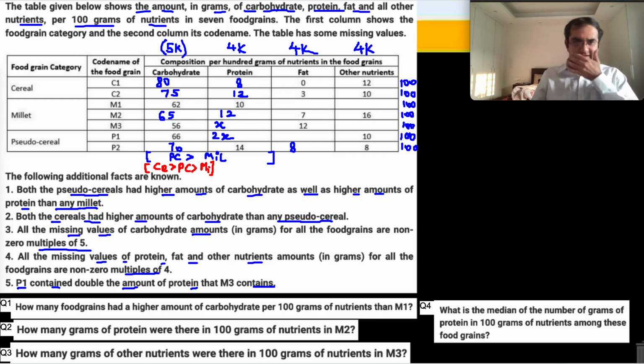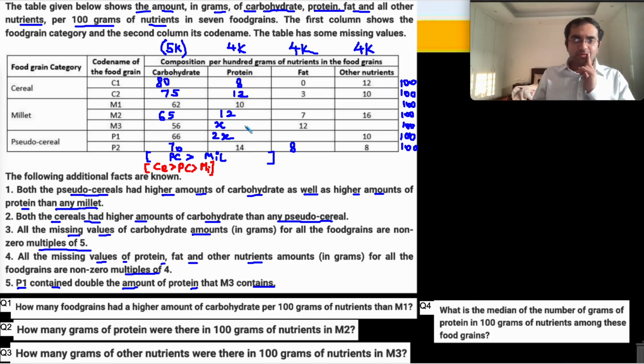Very beautifully, very nicely. And now I have been able to resolve the complete carbohydrate section. I hope you understood. Just let me know in the comments if this was not clear to you. Now we'll come over here. For proteins only the blue color is valid. So in the blue color, pseudo-cereal has to be more than the millets.